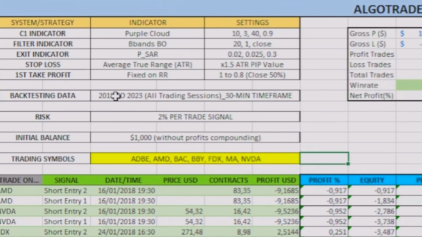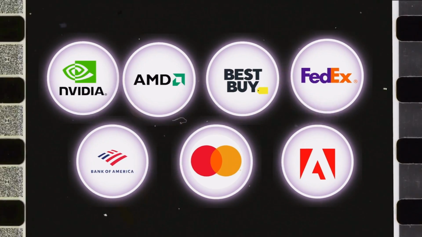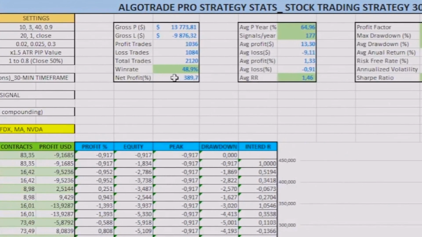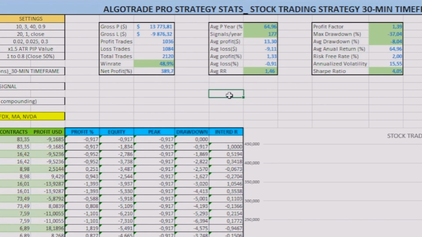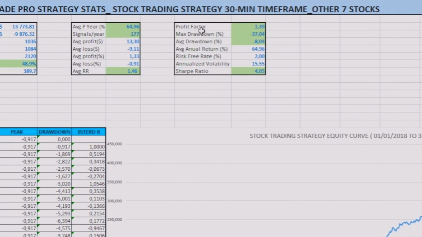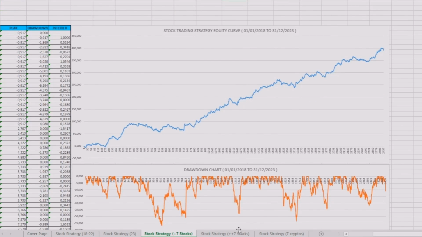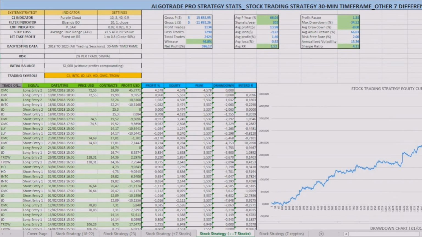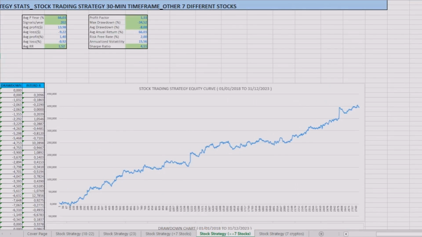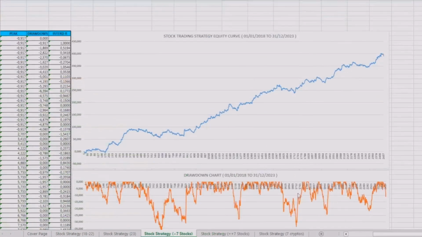Here we have the results from 2018 to 2023 in the same time frame and conditions, but this time in 7 different stocks, and the results remain stable. We got an average annual net profit of 65%, with a 48.9% win rate and low values of drawdown, very similar to the ones we have analyzed before. And even if I change the 7 stocks again to another combination, you can see that the results remain consistent. This proves that the strategy is not overfitted and can adapt to different assets quite easily.